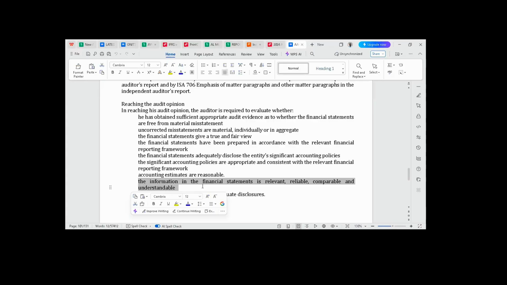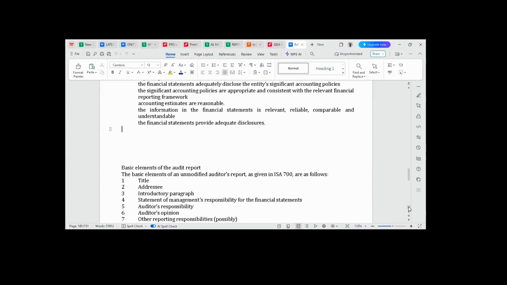Reliable means that you are sure of the information that you have. You can rely on it. You can plan, you can make decisions out of it. When you talk about comparable, you see that a typical financial statement has the comparative figure, the previous year and the year under review. If you're auditing 2025 now, you're going to see beside it 2024. That's comparable. And when you talk about understandable, it means that anyone that picks up the financial statement and looks at the notes to the accounts is able to understand how the note relates or speaks to the financial statement. All right, I hope that is clear. Then they also need to evaluate that the financial statement provides adequate disclosures. Okay. All of these are what we need to do before you arrive at the audit opinion. All right. So let's look at this aspect.